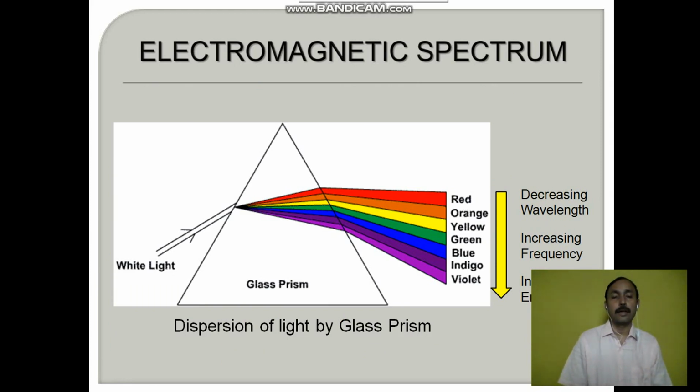If white light is made to fall on a glass prism, the light spreads out into red, orange, yellow, green, blue, indigo and violet, 7 colors. This is known as VIBGYOR. We see the colors in a rainbow also. Red has less energy, violet has maximum energy. From red to violet, energy will increase and frequency will increase. From violet to red, wavelength will increase.